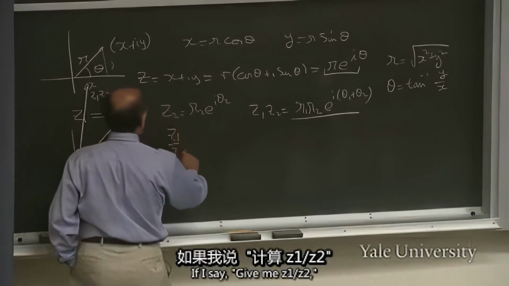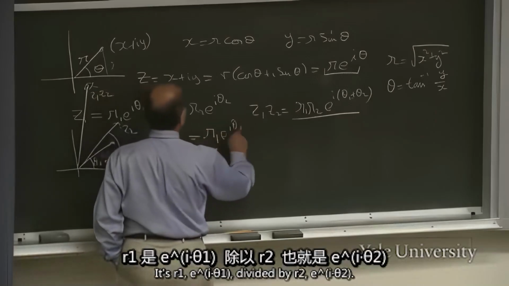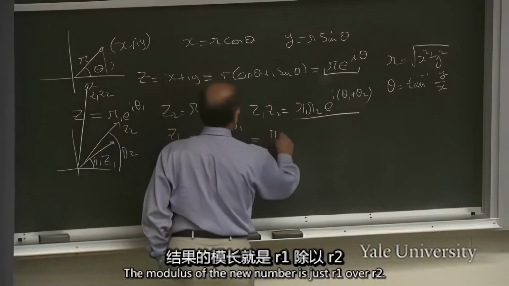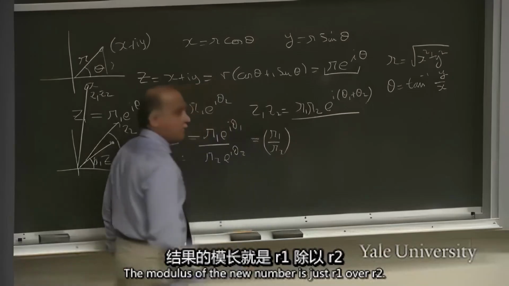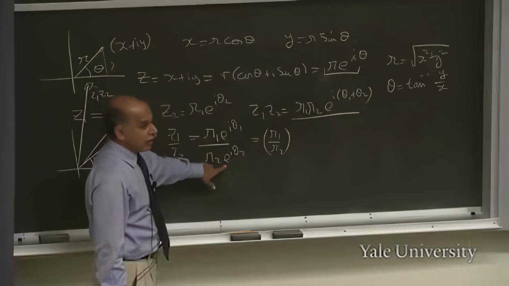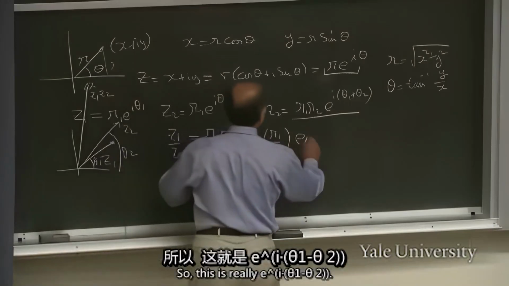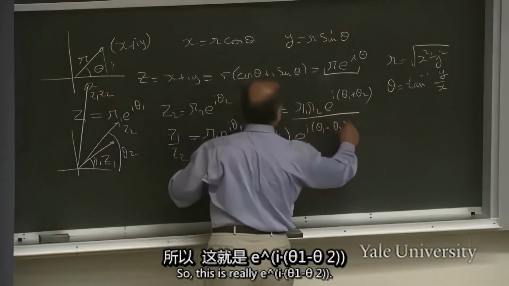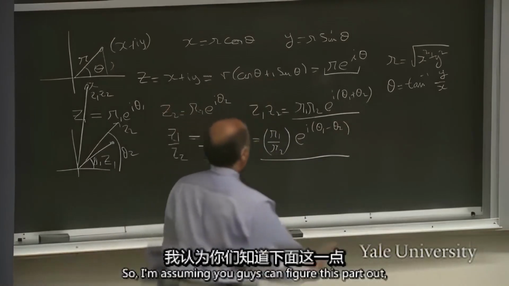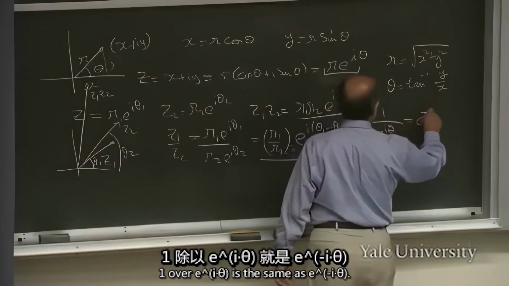If I say give me z1 over z2, well, you can all do that in your head. It's r1 e to the i theta 1 divided by r2 e to the i theta 2. The modulus of the new number is just r1 over r2. And how about this? e to the i theta 1 divided by e to the i theta 2. Dividing by e to the i theta is the same as multiplying by e to the minus i theta. So this is really e to the i (theta 1 minus theta 2). I'm assuming you guys can figure this part out. 1 over e to the i theta is the same as e to the minus i theta.